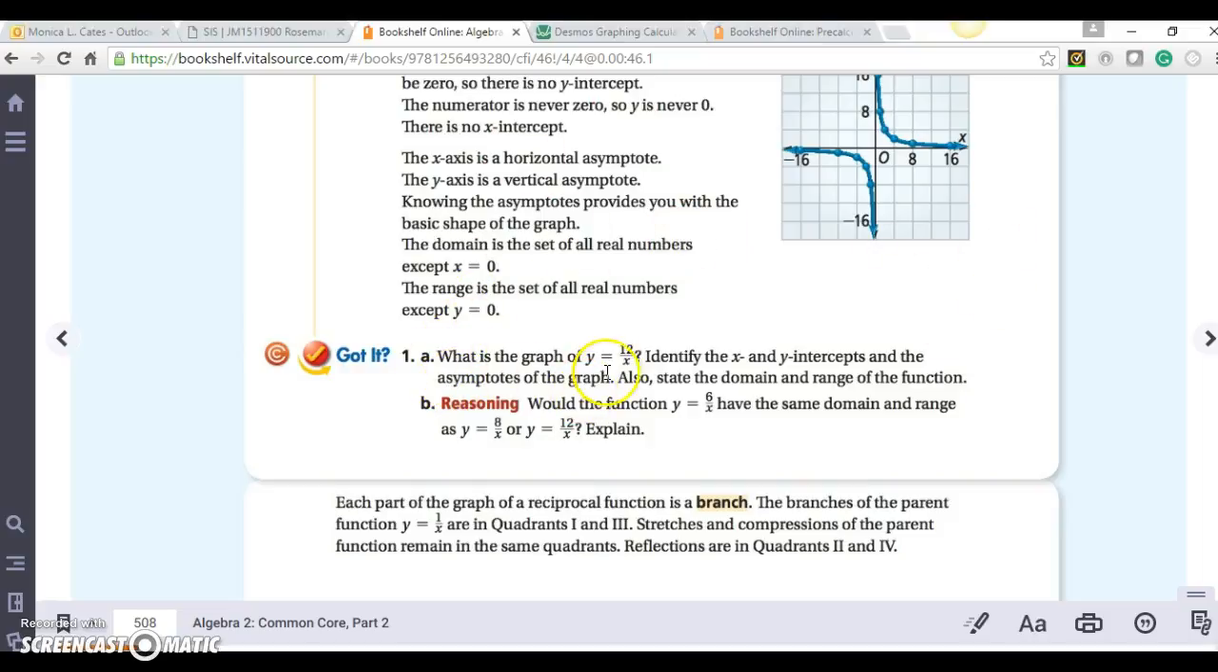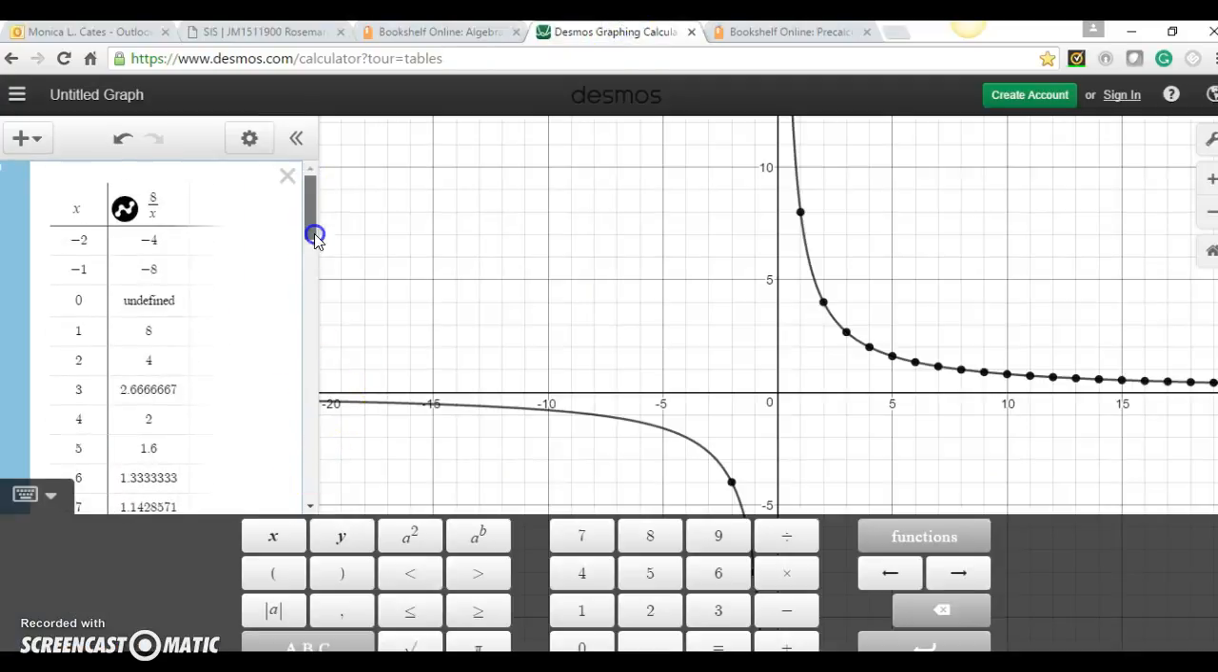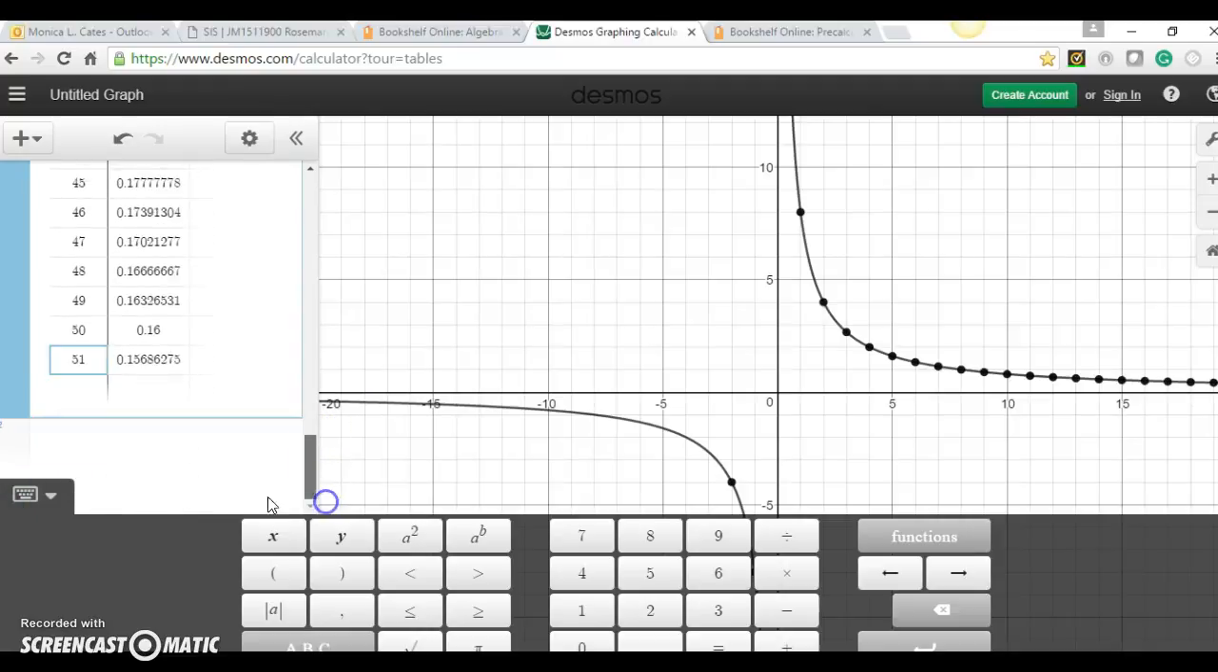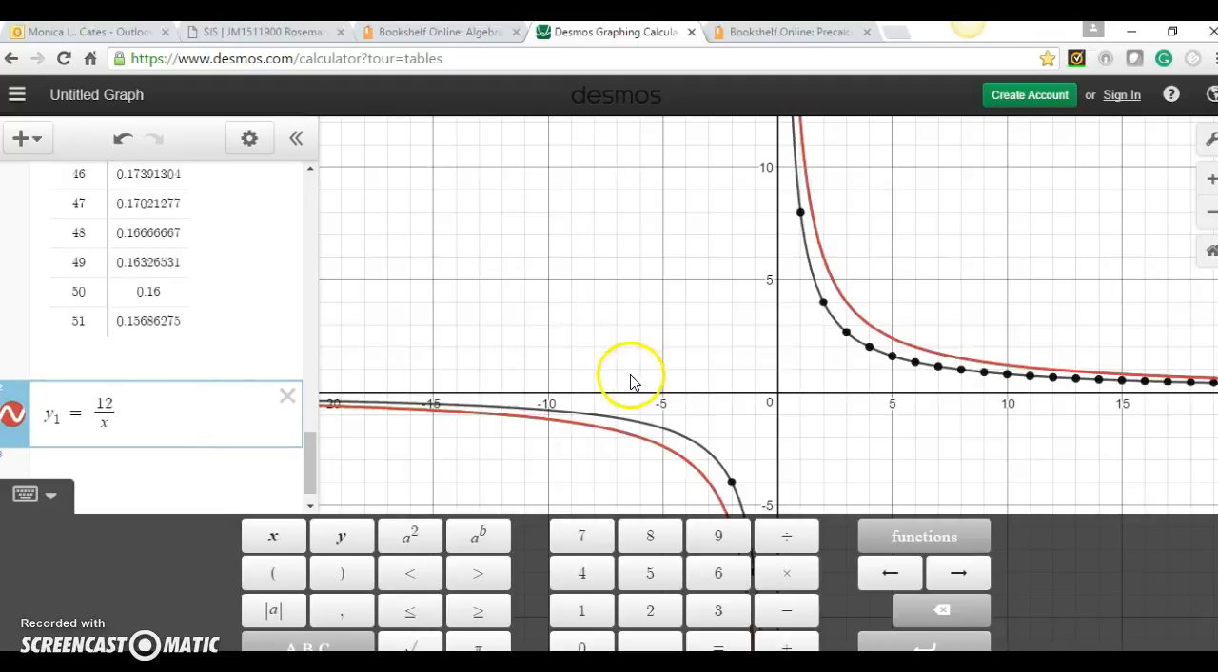All right, so let's take a look at the guide. It says, what is the graph of y equals 12 over x? Let's graph that. Let's do y1, because I already have a y, equals 12 over x. And there. So you see, it's going a little bit away, so it is shrinking away. Did you see that it's shrinking away from my y-axis?